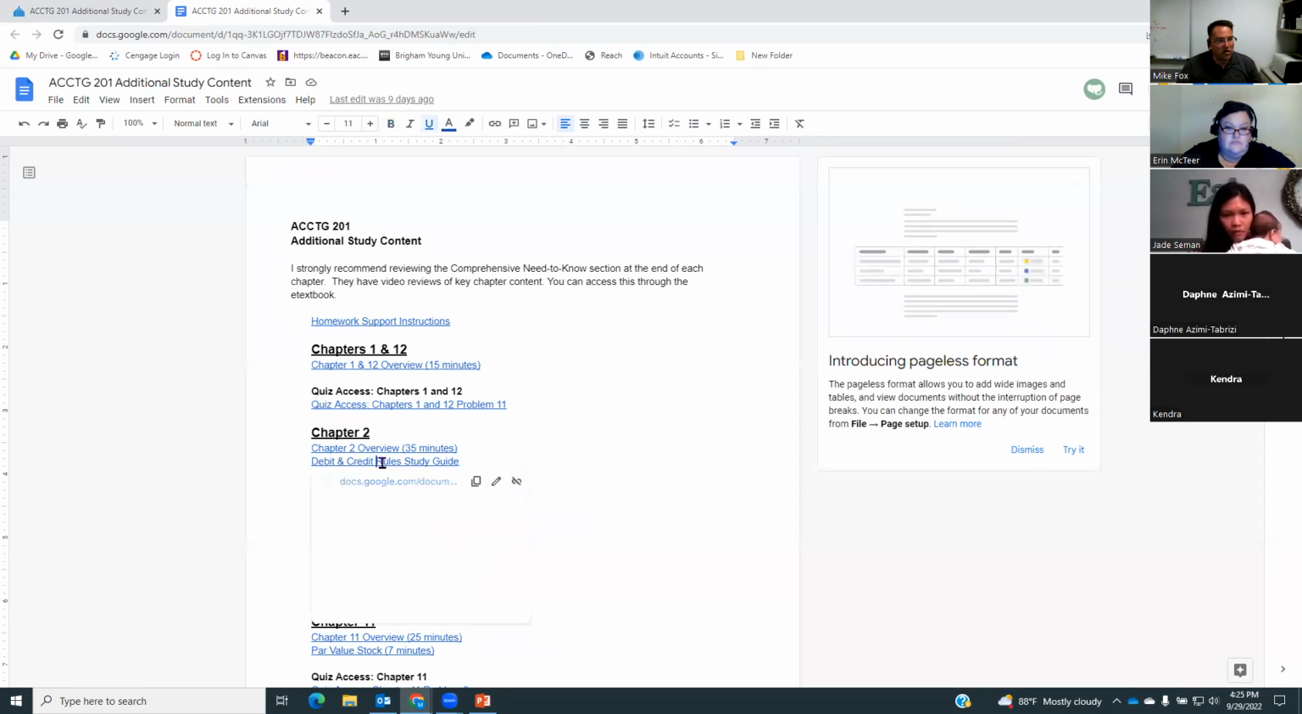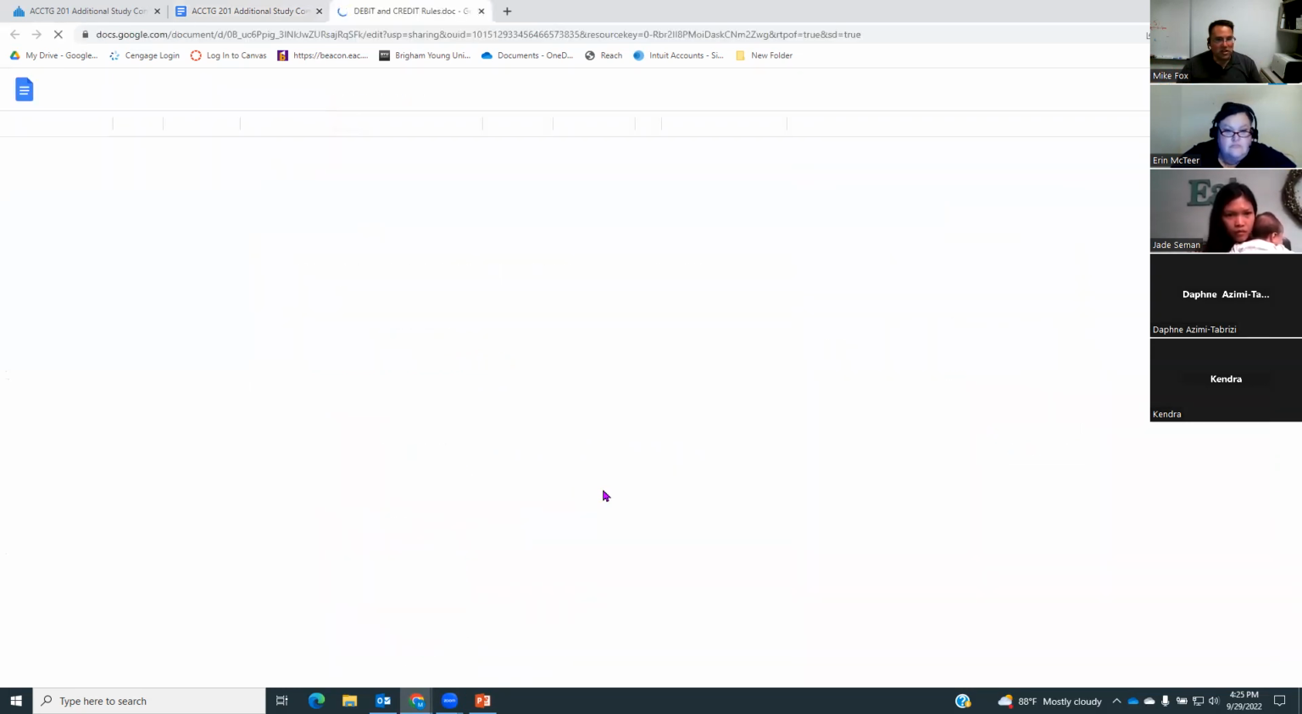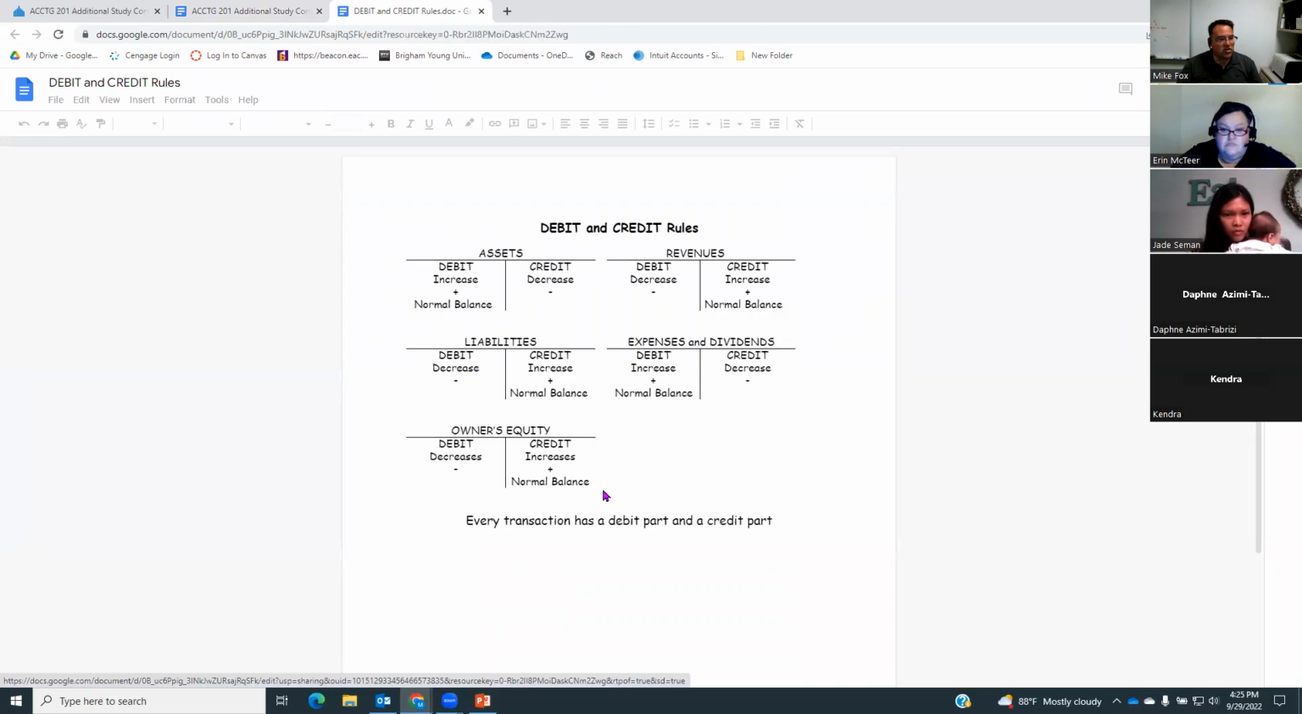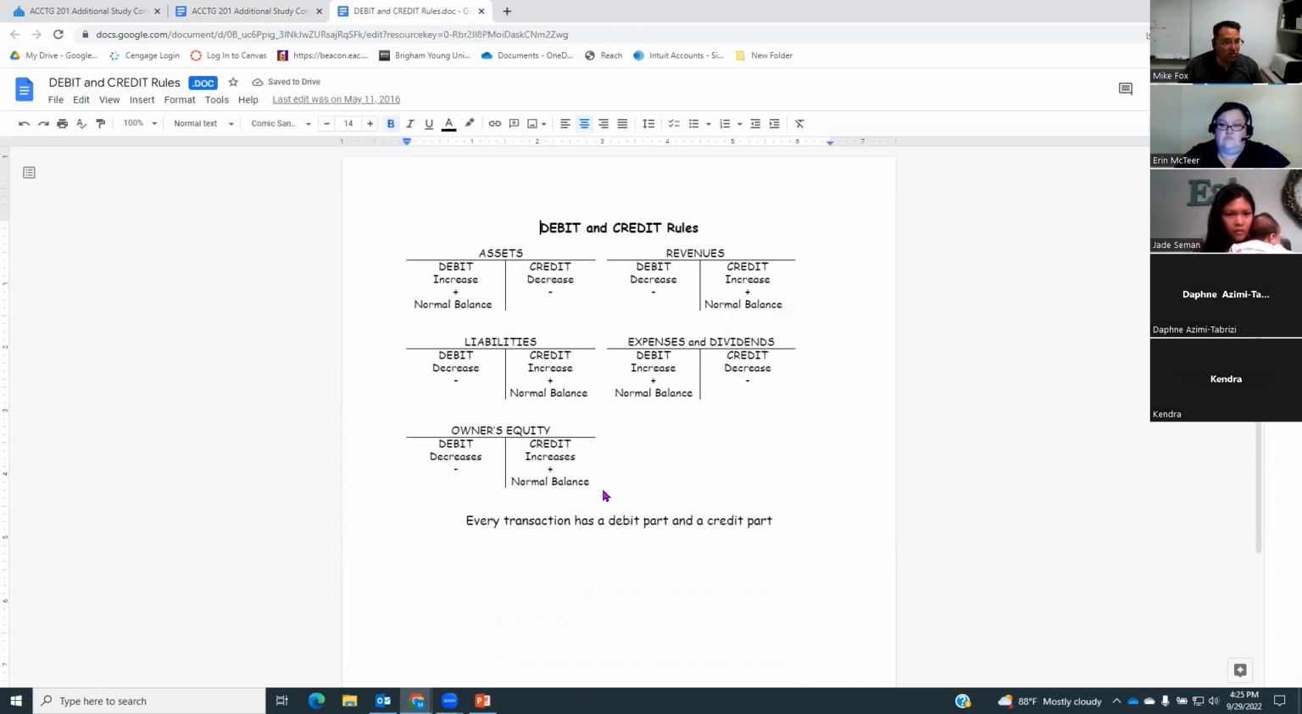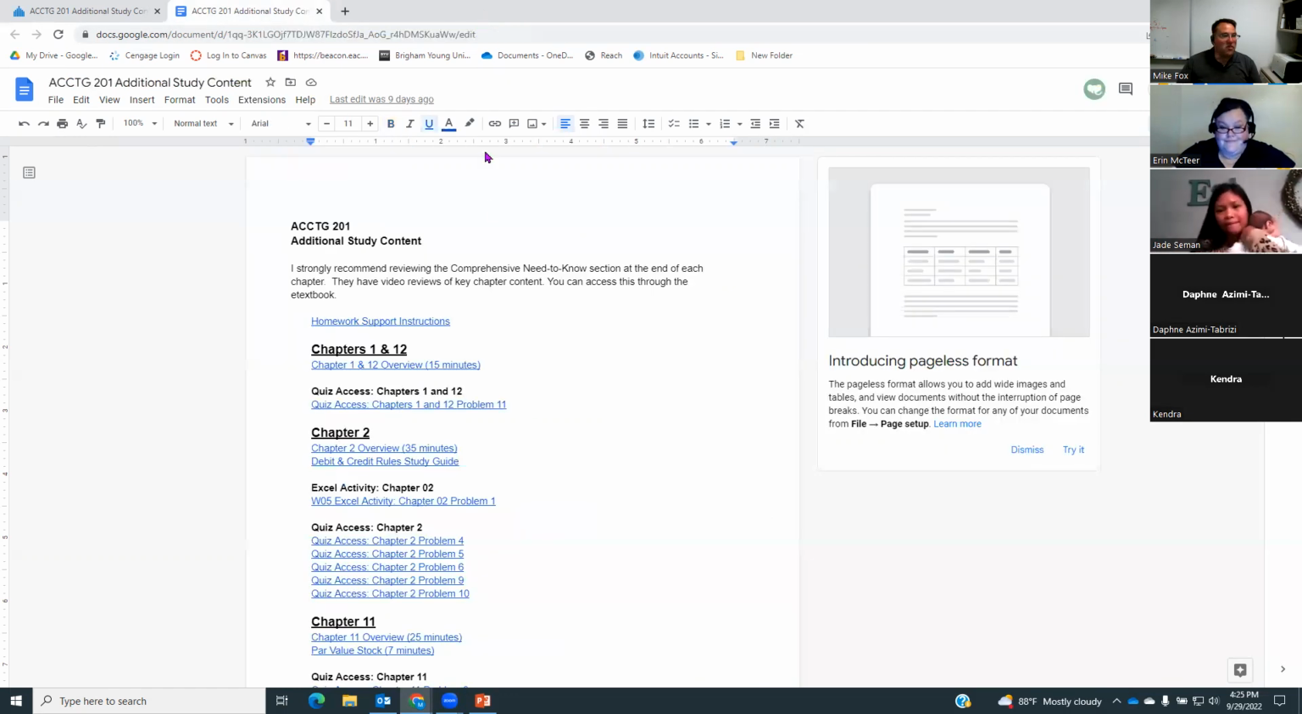I also have this little debit and credit rules study guide, made by an accounting teacher at Eastern Arizona College, where I worked before. It was saved on a jump drive when I got here, but it's good. It shows all the different types of accounts, which side increases with a debit, which side increases with a credit, and the normal balance for each. It's kind of a cheat sheet, but I don't like the word cheat sheet because it has cheat in it. I know we're all adults. We can hear the word cheat and still not cheat. Anyway, just be aware that this is here.